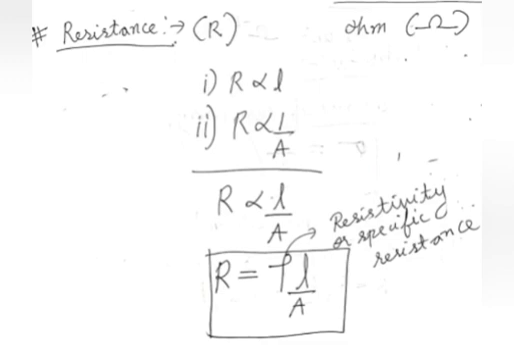If we combine both the factors, we get R is proportional to L upon A. If we remove this proportionality sign and put an equal to sign, we will get a constant also. This constant is rho, and rho is also known as resistivity or specific resistance. The SI unit of resistance we already know, it is ohm.